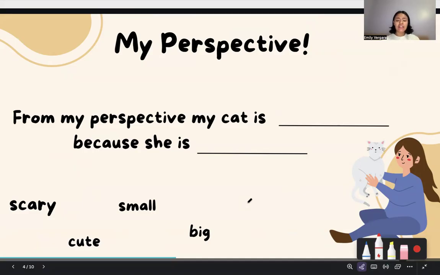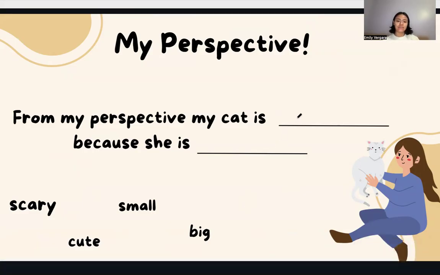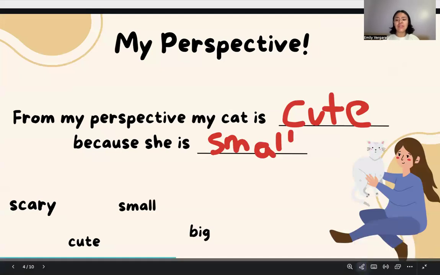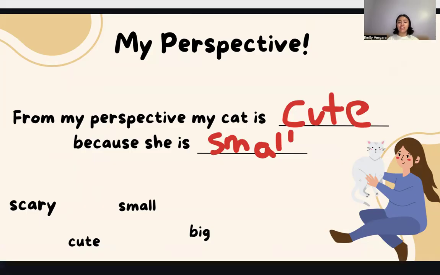Okay? So, using these words, I'm going to create a sentence. From my perspective, my cat is, I'm going to use the word cute, because she is small. Now, this is me using my perspective on my cat to create a sentence to share my perspective to you.